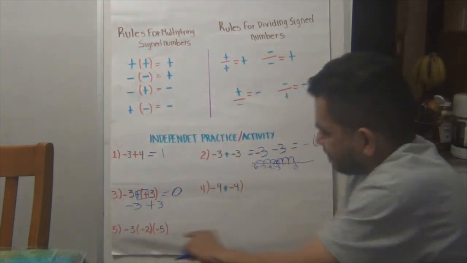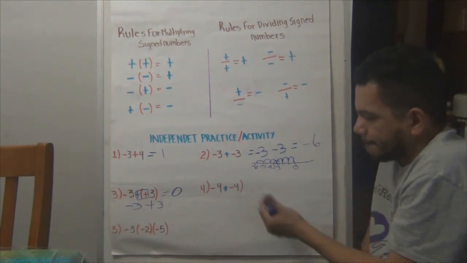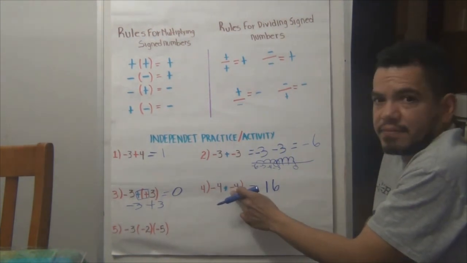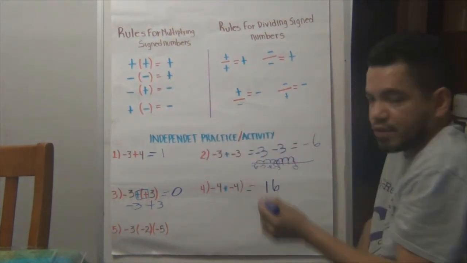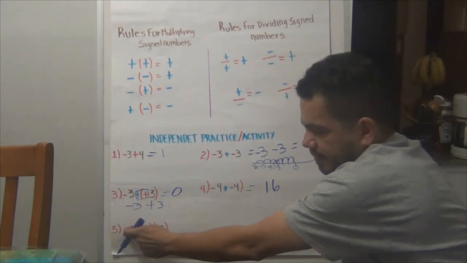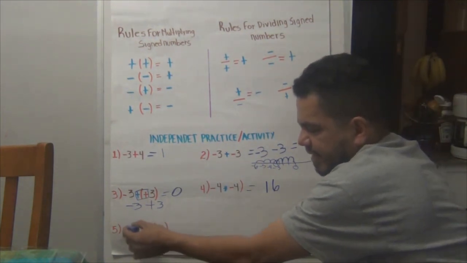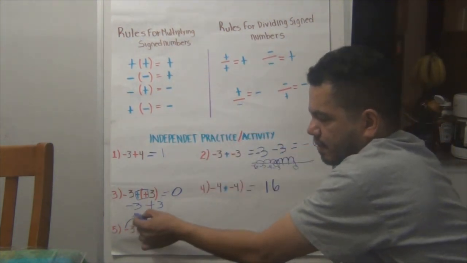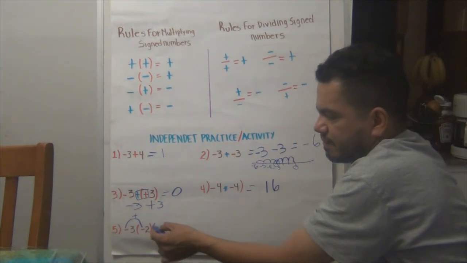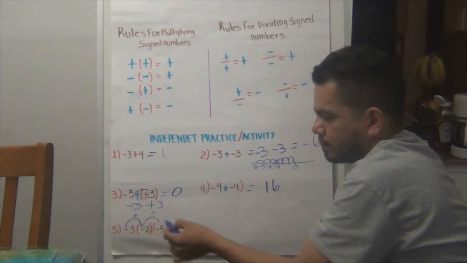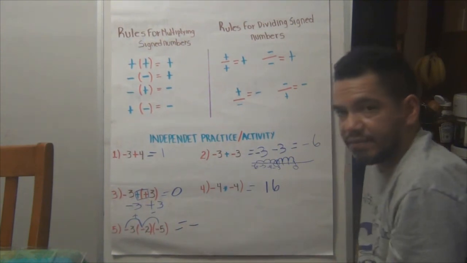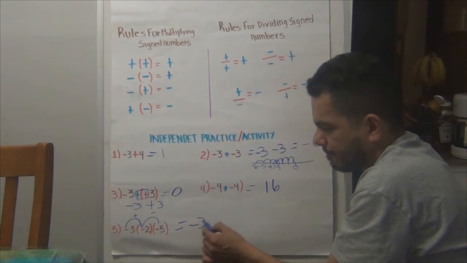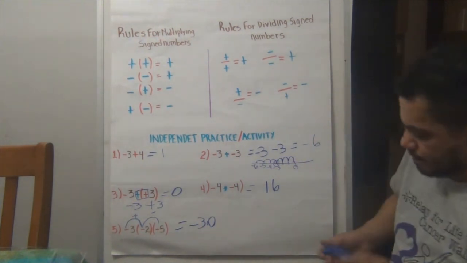So here, now we're going to start with multiplication. 4 times 4 is 16. Negative times negative, positive. So positive 16. Negative times negative, positive. Okay. So I have a positive here. Positive times negative, negative. Okay, cool. Now let's multiply. 3 times 2 is 6. Times 5, 30.